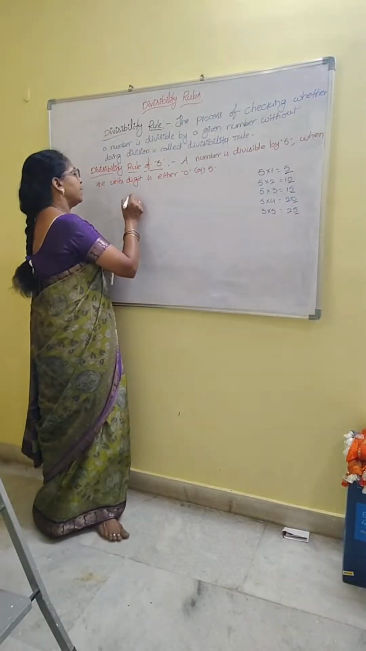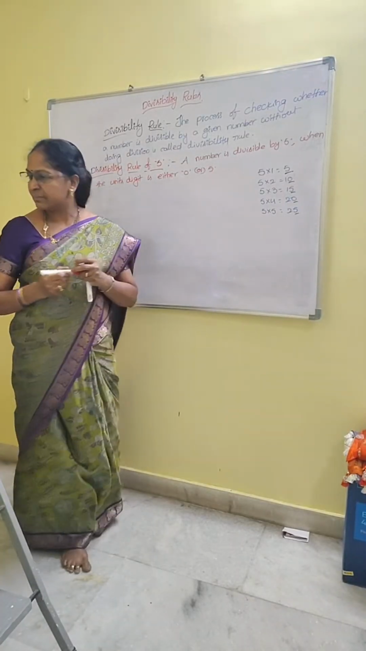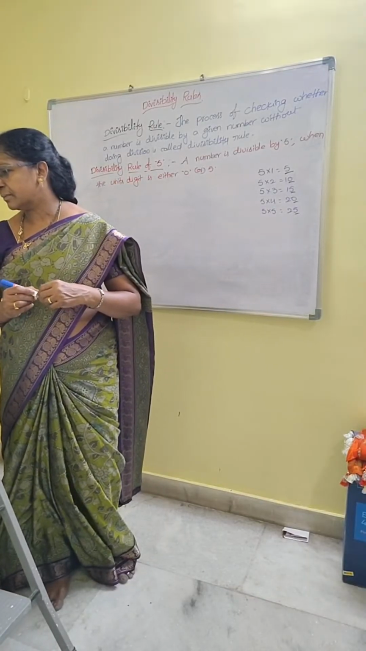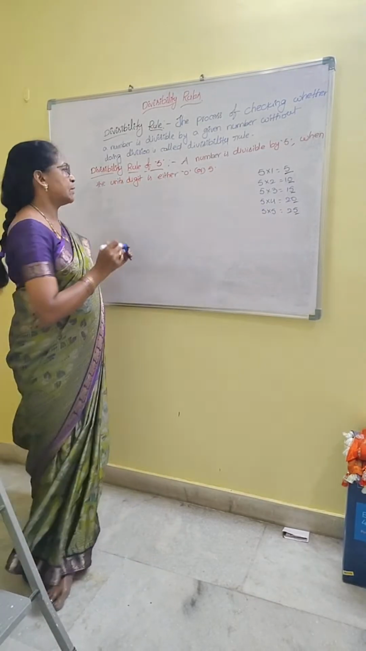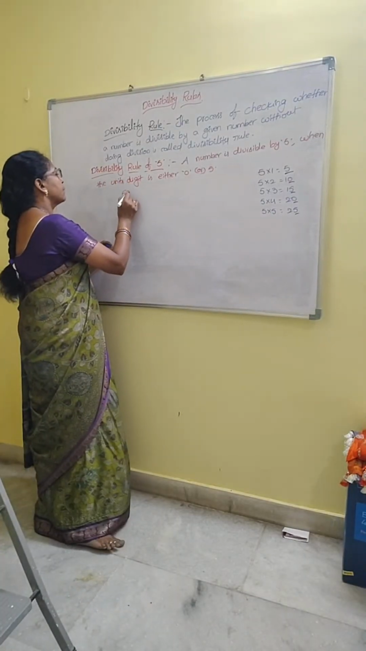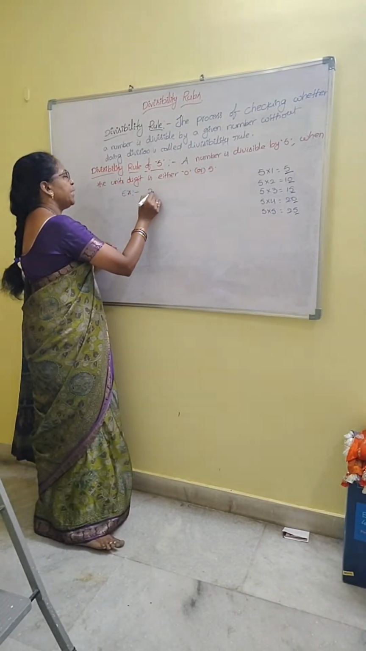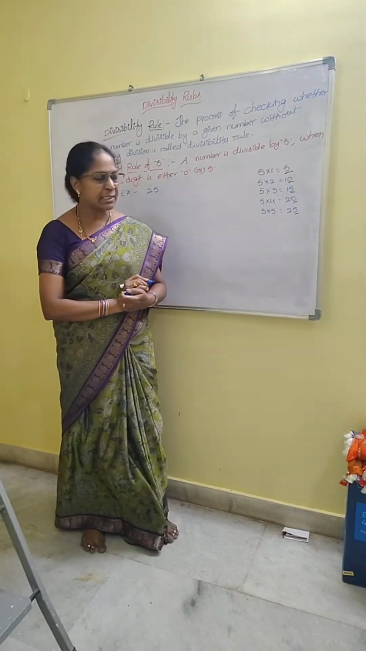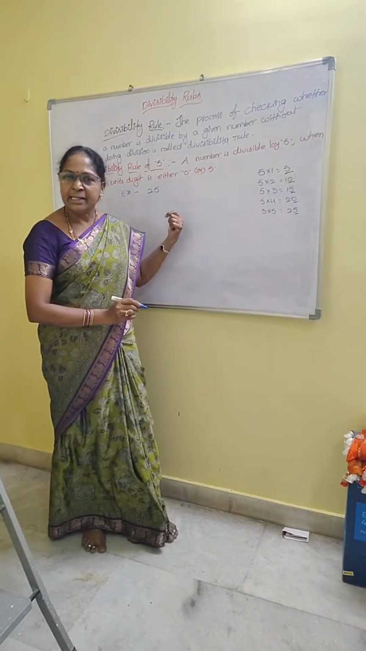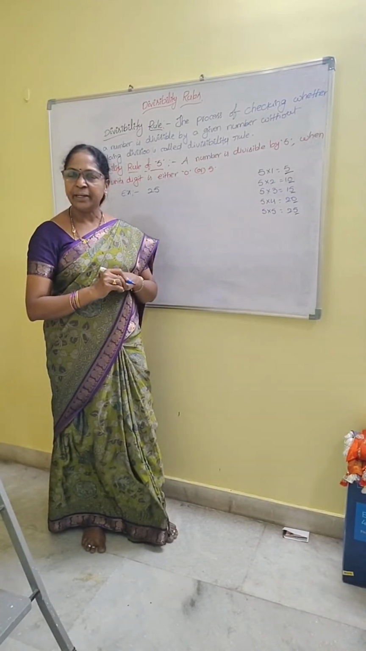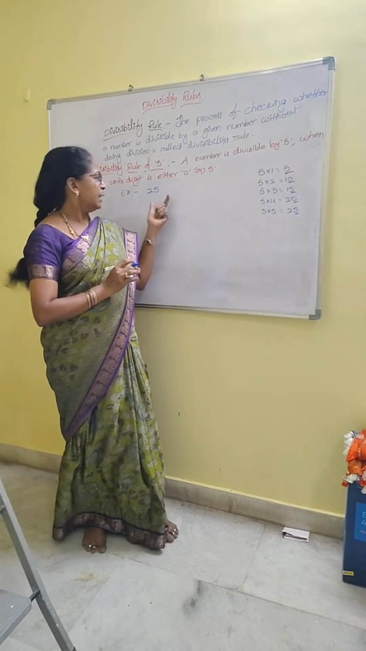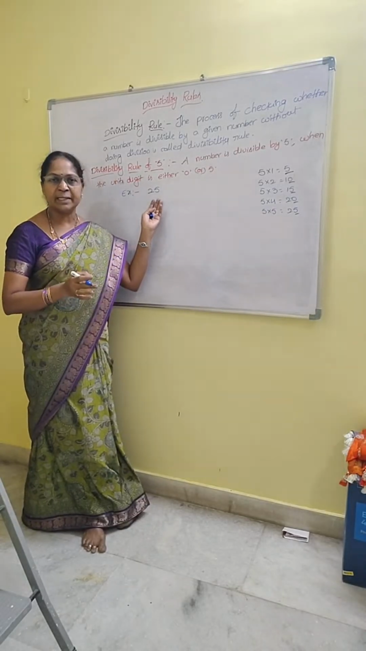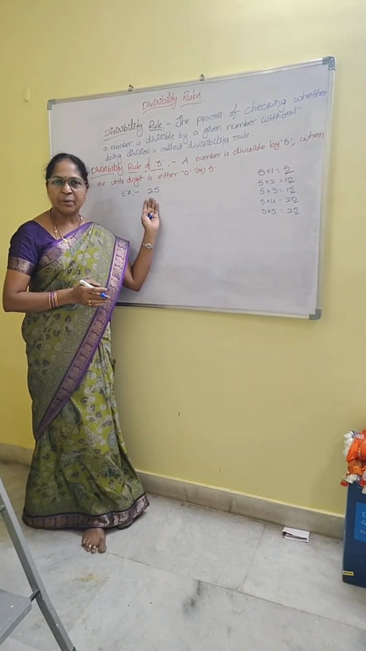For example here, 25 is a number. This is a 2-digit number. Is this number divisible by 5? Yes, immediately you can say that 5 divides 25 five times. So it is exactly divisible by 5.